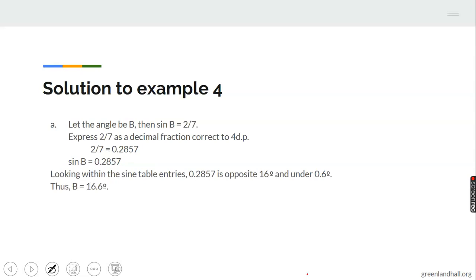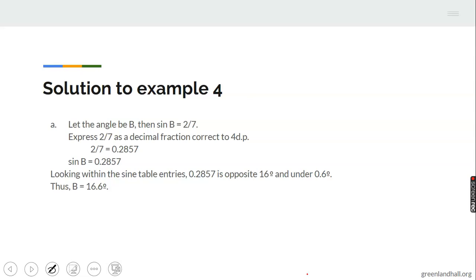Okay, let's start with the first one, which is 2 over 7. The first thing you do is let the angle be B, unknown. So sine B will be 2 over 7. Express 2 over 7 as a decimal fraction, correct to 2 decimal places. What is 2 over 7? 2 over 7 is 0.2571428. To 4 decimal places, that will be 0.2857. So you now go to your sine table and check under which entry you have 0.2857.